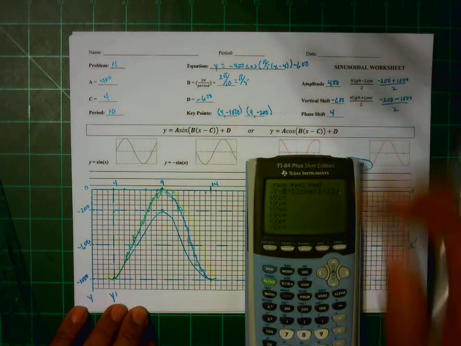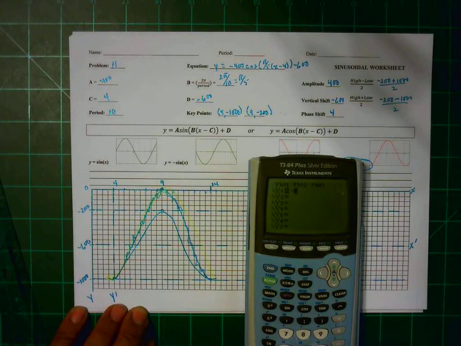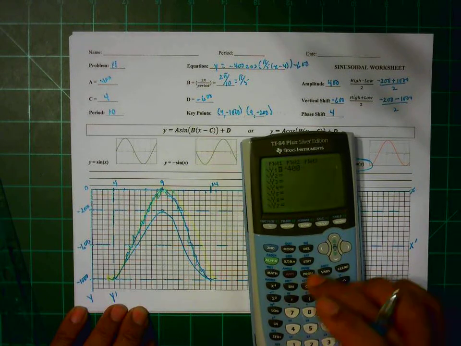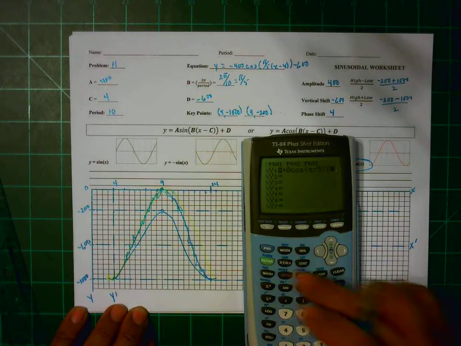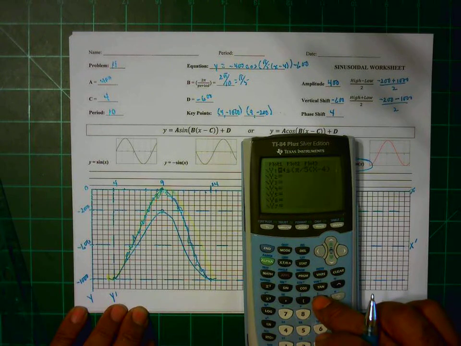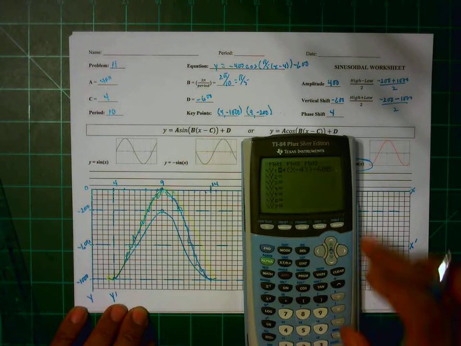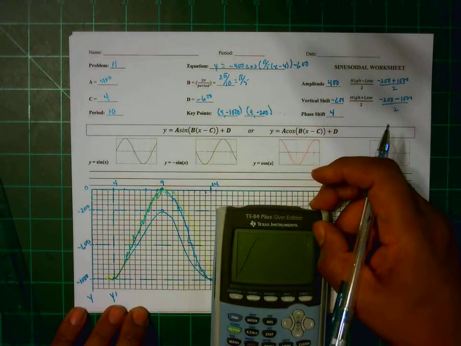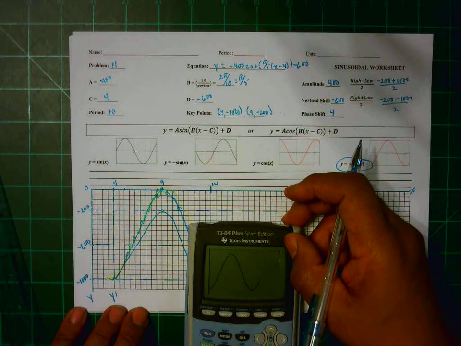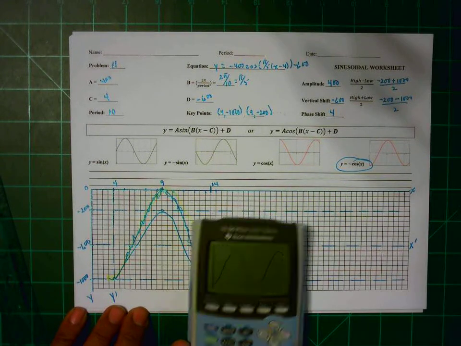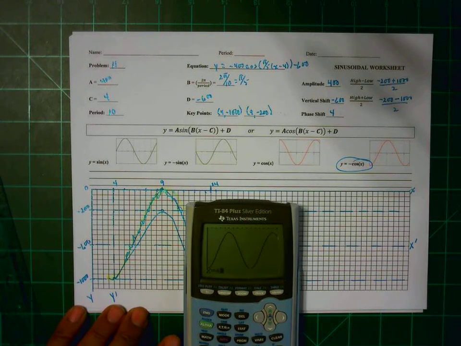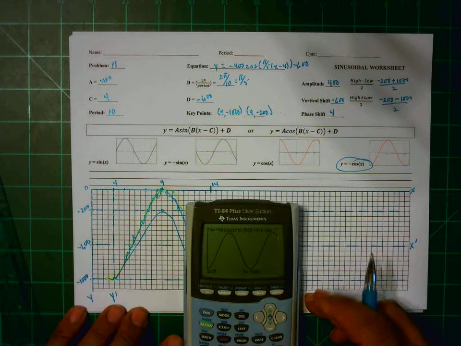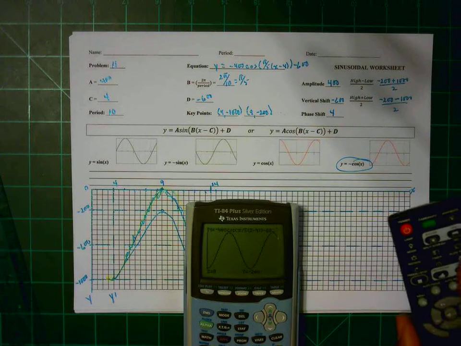Let's put our equation in, clear this out: negative 400 cosine of pi divided by 5 times x minus 4, minus 600. And let's graph it. Well, that looks reasonable there. Now let's check our key points. Second trace 1. If we put in 4, we expect to get negative 1,000, and we did. If we put in 9, we expect to get negative 200. So we have a good graph here, and that's problem number 11.